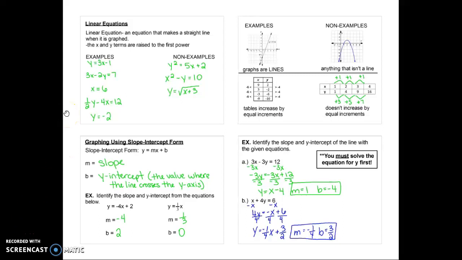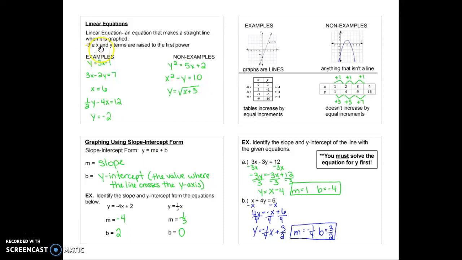Okay, this is your concept number 3, which is linear equations and graphing using slope-intercept form. So the first two parts are just telling whether something is a linear equation or not. Okay, so a linear equation, the definition is an equation that makes a straight line when it is graphed. That's why it's called a linear equation, because it makes a line when it's graphed, so a straight line.